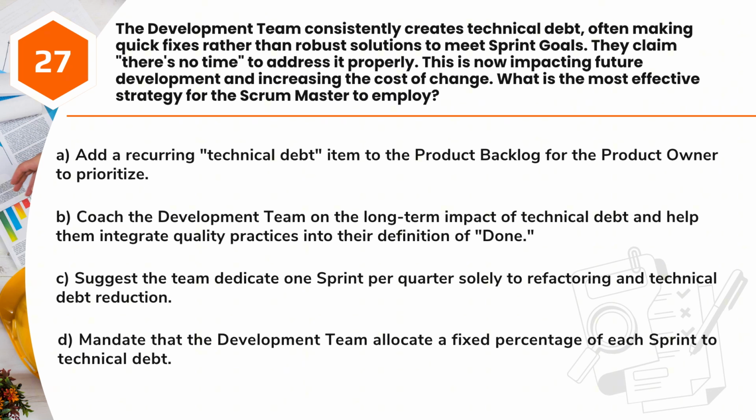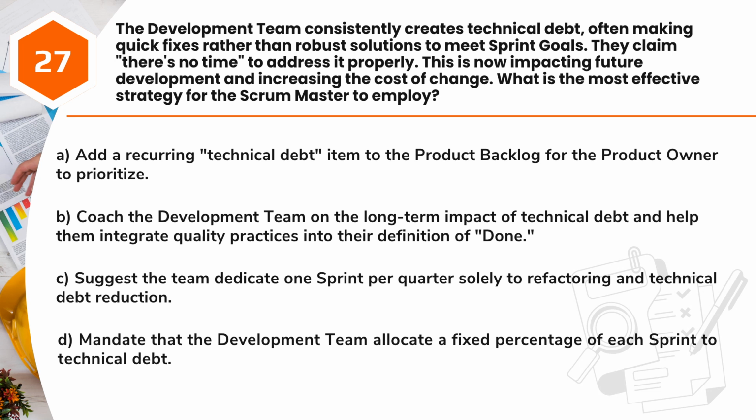Question 27. The development team consistently creates technical debt, often making quick fixes rather than robust solutions to meet sprint goals. They claim there's no time to address it properly. This is now impacting future development and increasing the cost of change. What is the most effective strategy for the Scrum Master to employ?